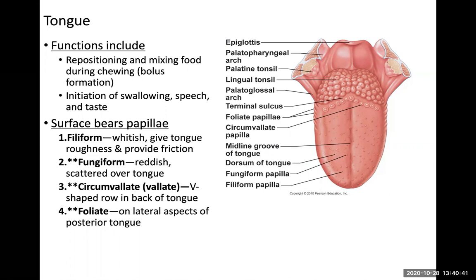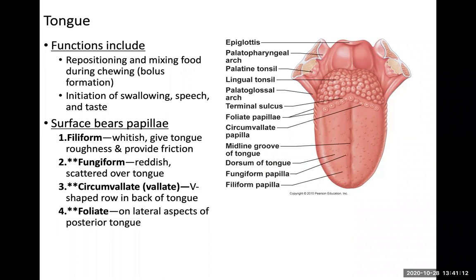filiform papillae. Some interesting details about filiform papillae. Filiform papillae oftentimes do not contain taste receptors. They play an important role in providing friction so that that food bolus can be easily formed. Sometimes some of them will have taste receptors, but many of them do not. We also have what are called fungiform papillae, which are called fungiform because they're roughly mushroom shaped. You typically find those right in the middle of your tongue.